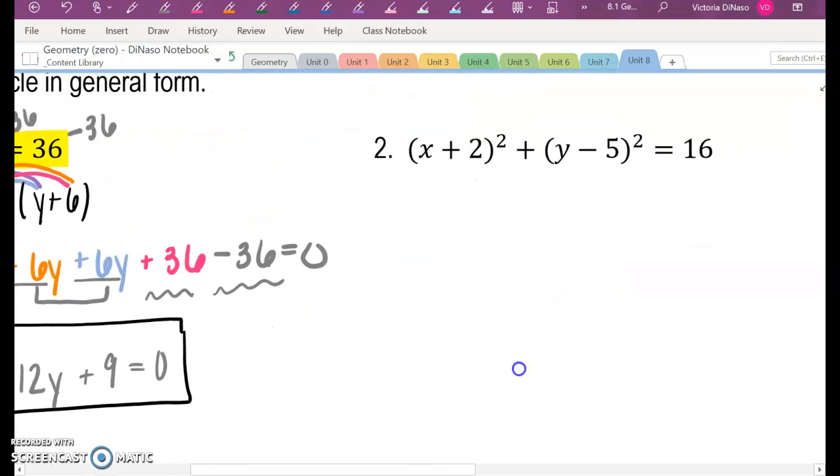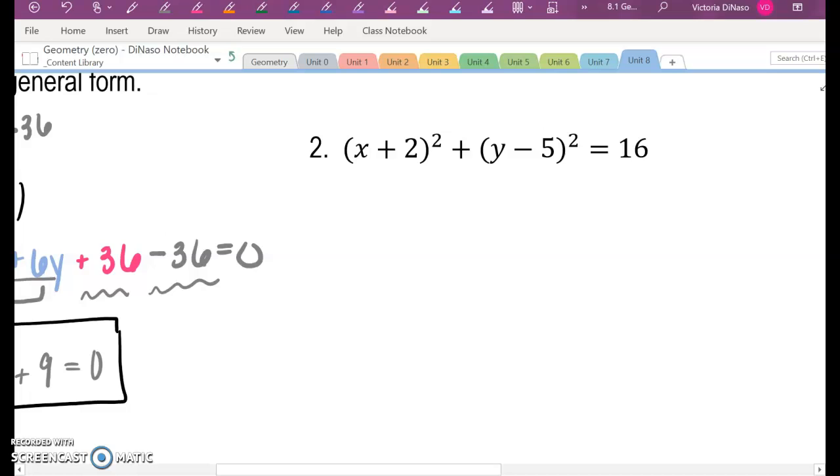Number 2. So we're just multiplying. So we've got (x plus 2) squared plus (y minus 5) squared equals 16. So with the squared, we just have 2 of the exact same thing. So we've got (x plus 2) times (x plus 2). And we're going to be multiplying.